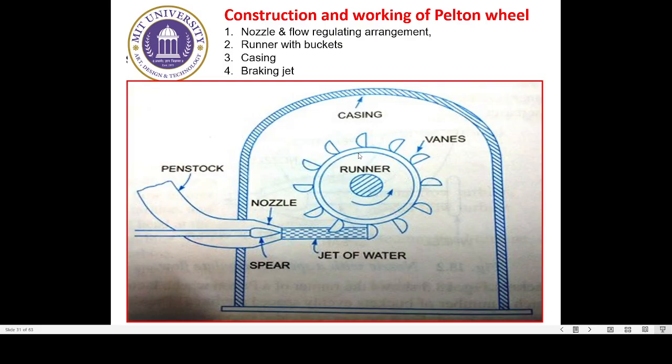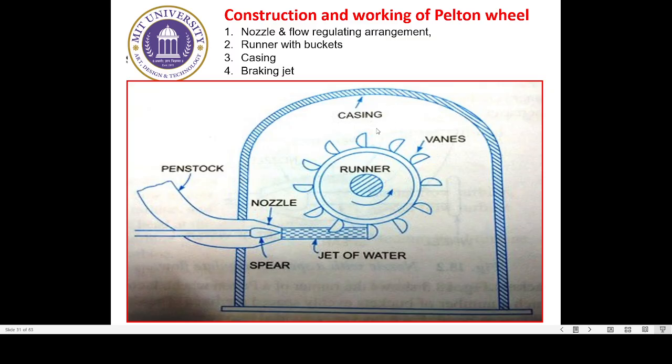Then the runner with the buckets. This circular wheel that we can see is the runner, and we can also see that the vanes or blades or the buckets are mounted on the periphery of this runner. Then this dome shape arrangement that we can see here is the casing, a hemispherical shape arrangement. And the fourth important element is the braking jet. Even though it is not shown here, it would be placed somewhere at the top of the casing, in the space between the casing and the vanes or the buckets.